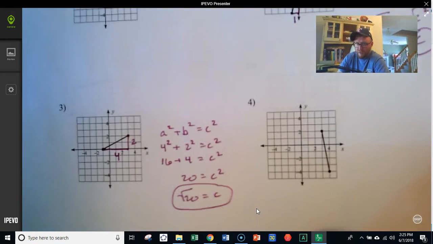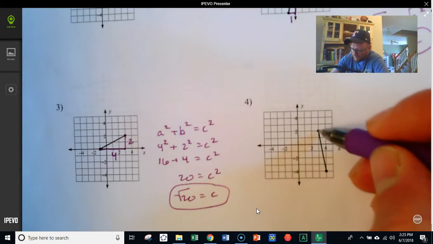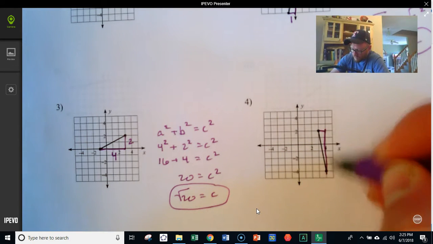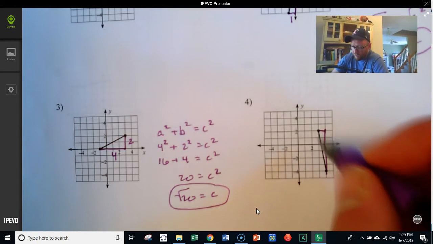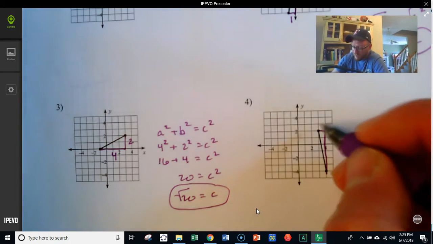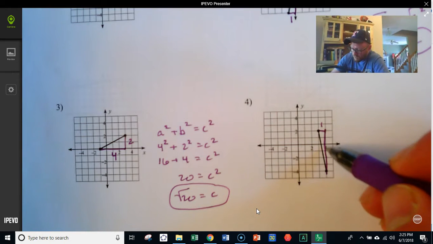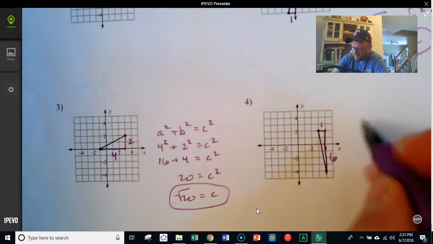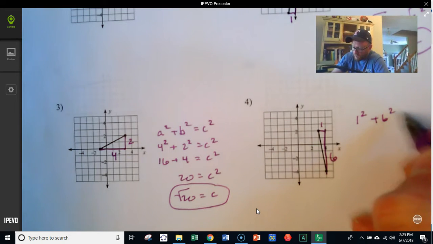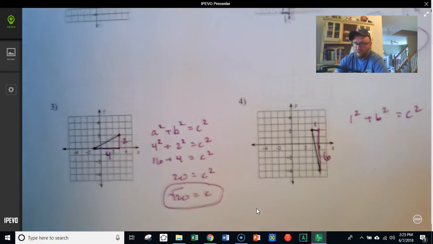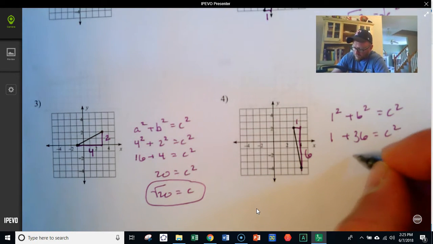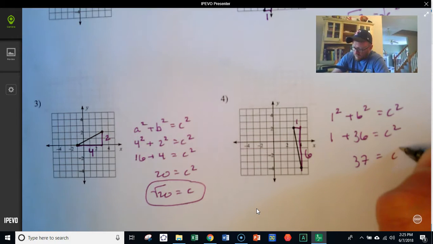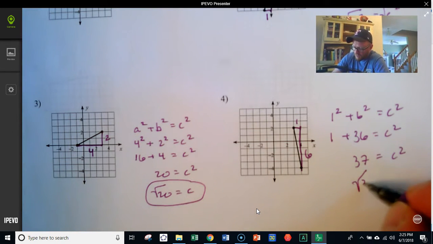Alright, next door here. And it doesn't matter if you want to draw how you could go over top, go underneath. It doesn't matter. You're just drawing a right triangle with this as the hypotenuse. So it's over and down or down and over. You get the same triangle either way. So we have 1 and 1, 2, 3, 4, 5, 6. So 1 squared plus 6 squared equals c squared. That's 1 plus 36 is c squared. 37 is c squared. Square root of 37 equals c.